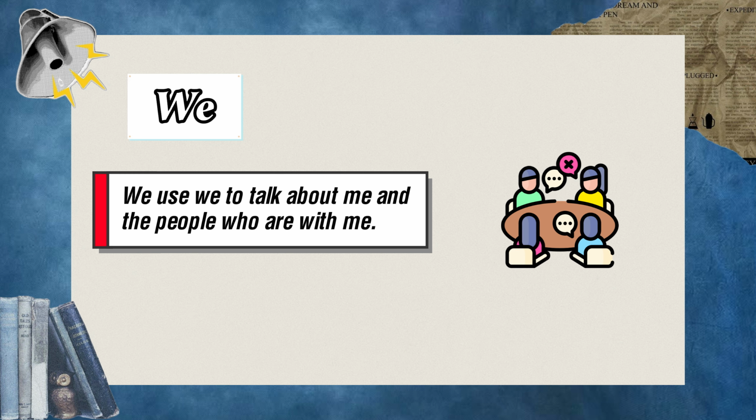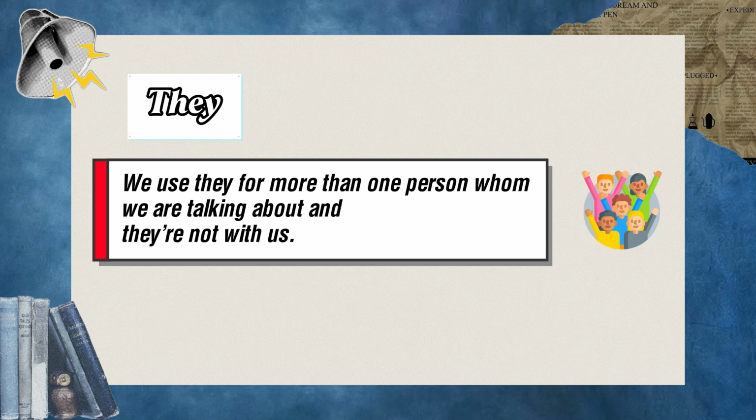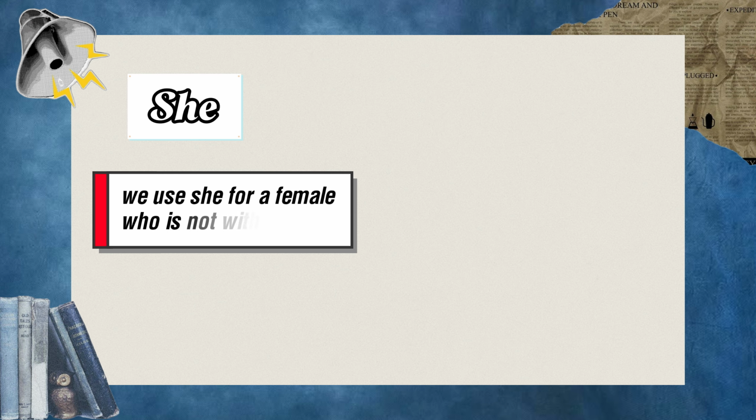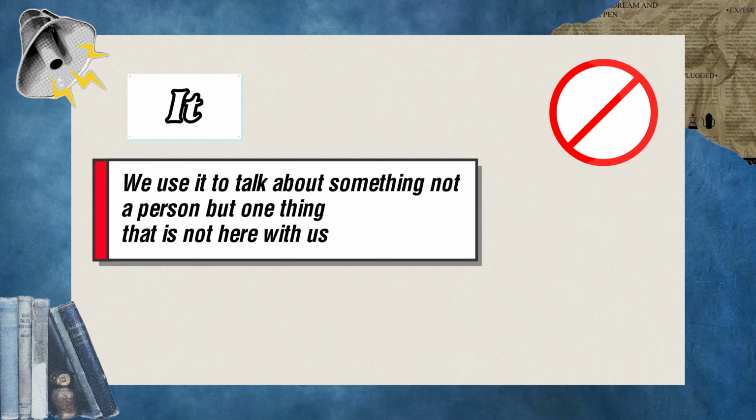Another personal pronoun is they. We use they for more than one person whom we are talking about and they're not with us. Another one is he. We use he for one male who is not here with us. Another one is she. We use she for a female who is not with us. And lastly, we have it. We use it to talk about something, not a person, but one thing that is not here with us.